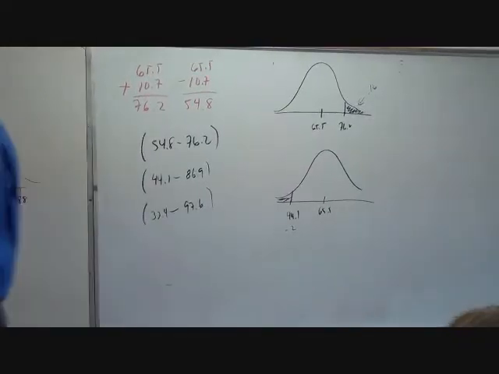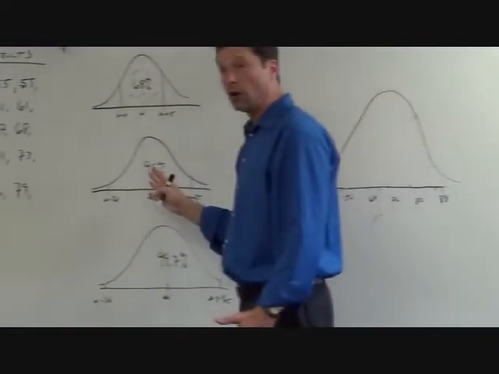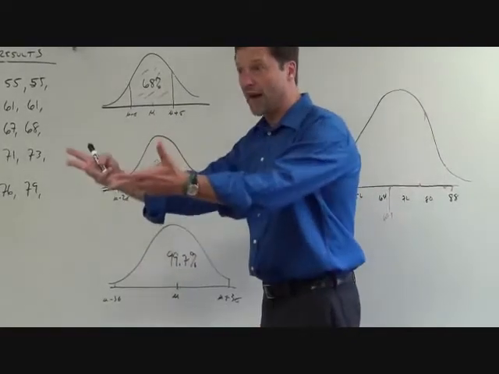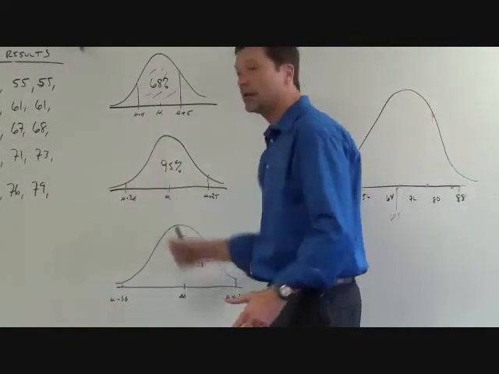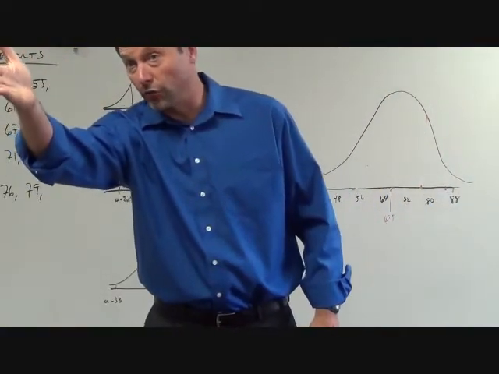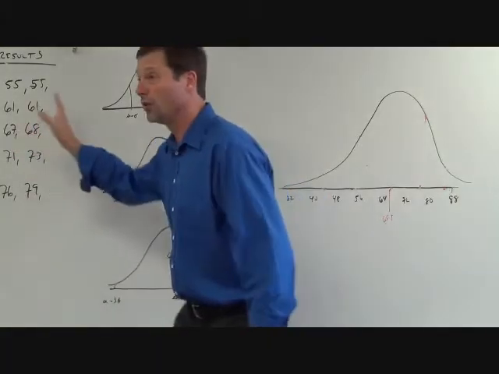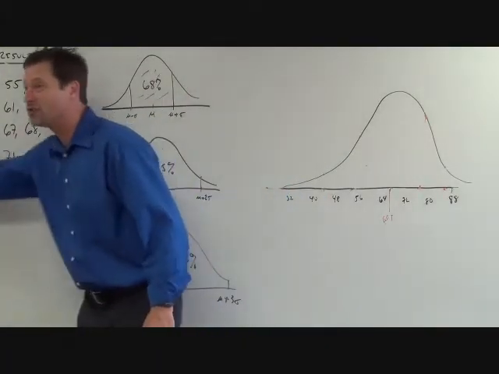How'd you get it? They're symmetrical, so there's 5% left over. Very good. Symmetrical, there's 95% in the middle. He said there's 5% left over. That must mean there's 2.5% over there. So, that means that with a score of 44.1, you only beat 2.5% of the students. You only beat 2.5% of these scores.